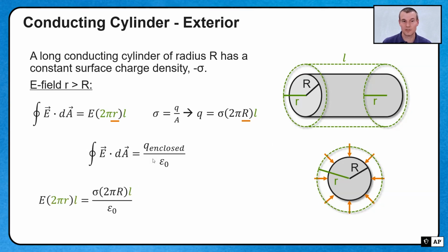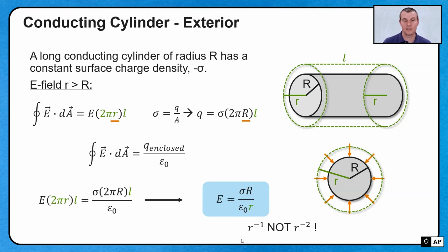As we make this substitution into our equation, we have our left side and our right side, the length of the tube ends up canceling out, and sure enough, we end up getting sigma big R over epsilon naught little r. The key thing is this is over r to the 1, right? It's not over r squared. This is not an inverse square law. It's just inverse with relation to r. So keep that in mind with cylinders. That'll be different than when we get to spheres in the next video.